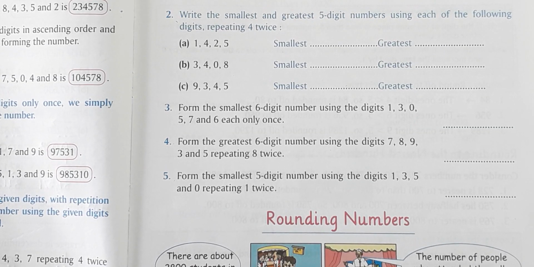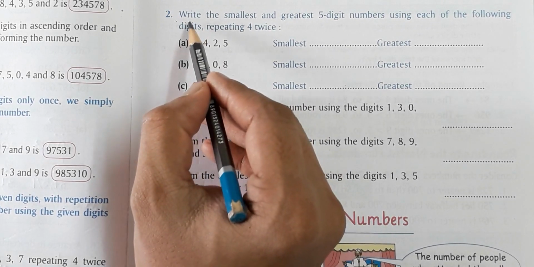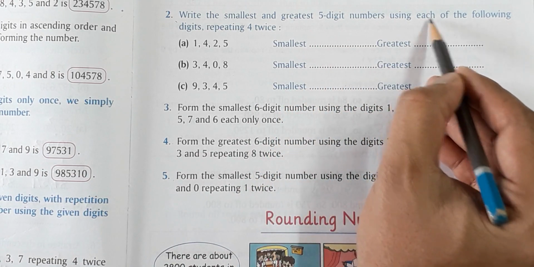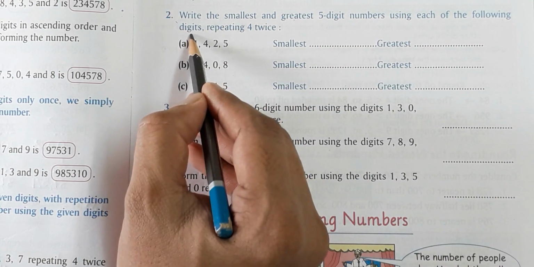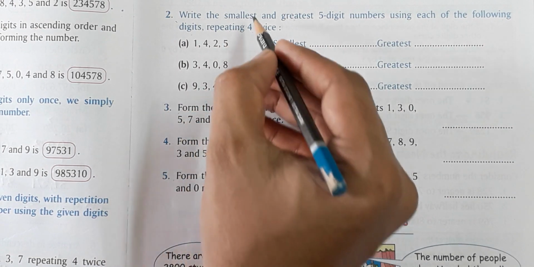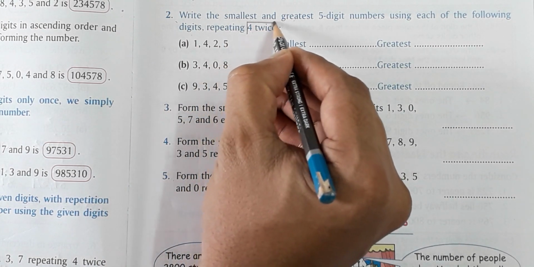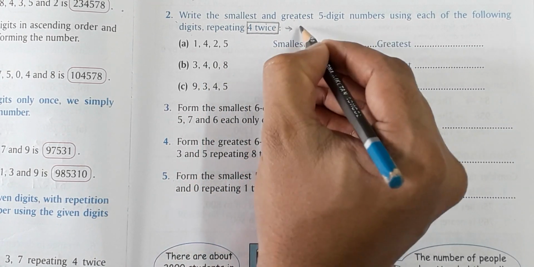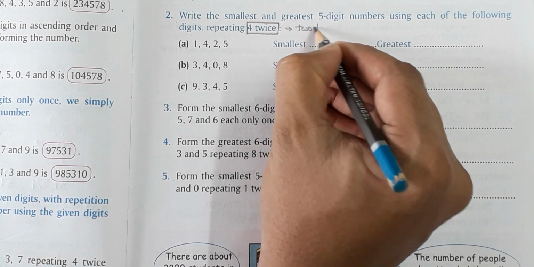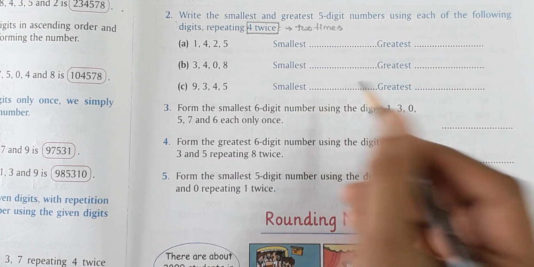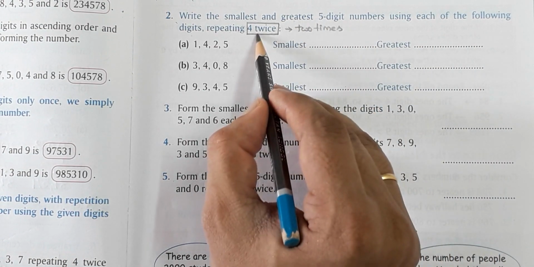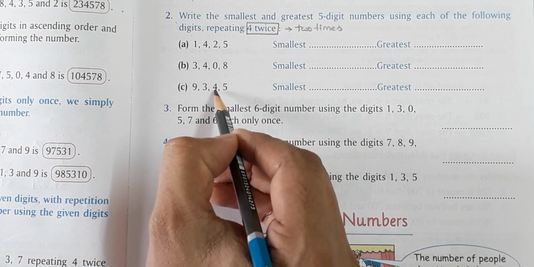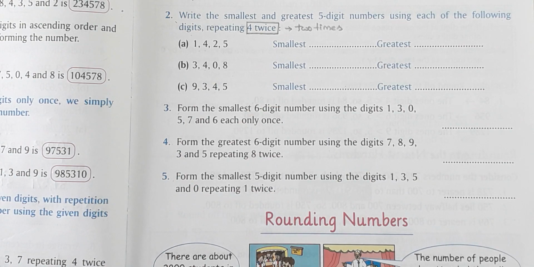So if you observe the second question, it is like this: write the smallest and greatest 5-digit numbers using each of the following digits, repeating 4 twice. This point is very important. Repeating 4 twice. Twice means 2 times. So what they are saying is, to form a 5-digit number, you can use 4 of the given digits. See, here also we have 4, here also we have 4, here also we have 4. So in all the digits we have 4.